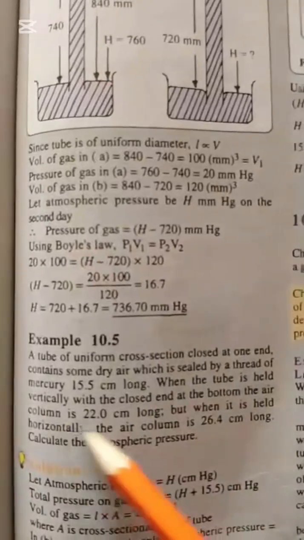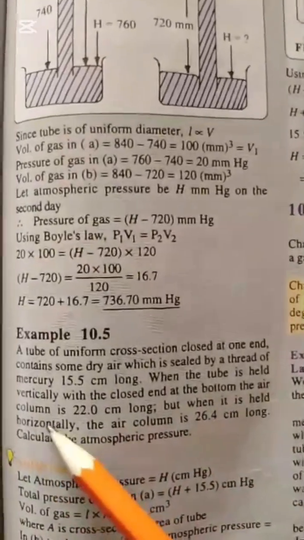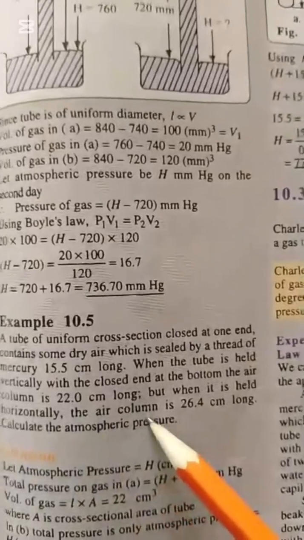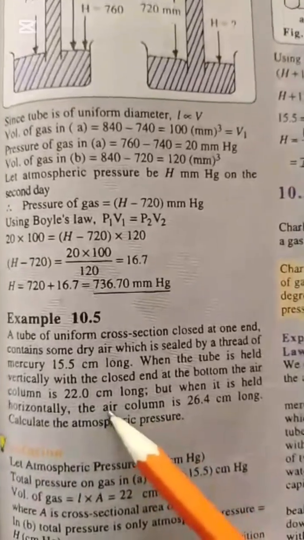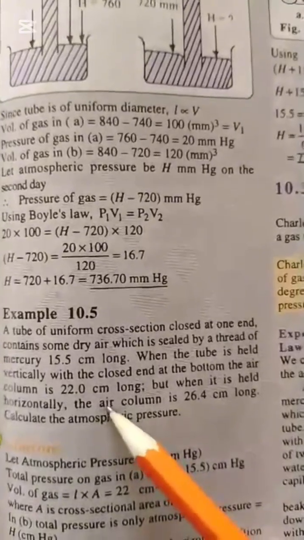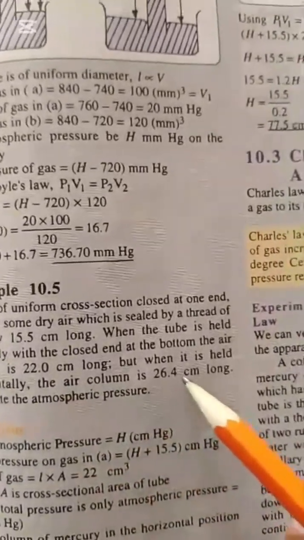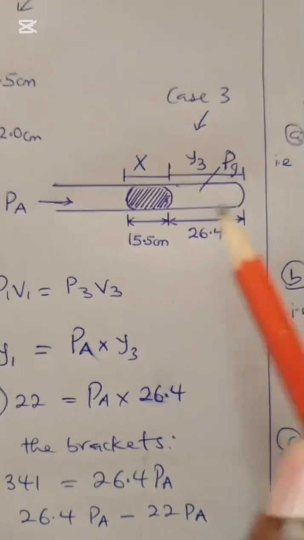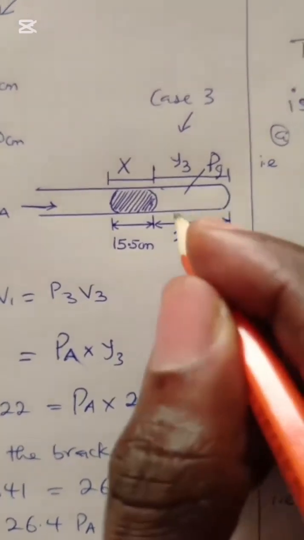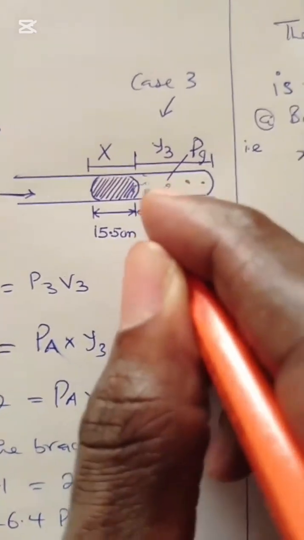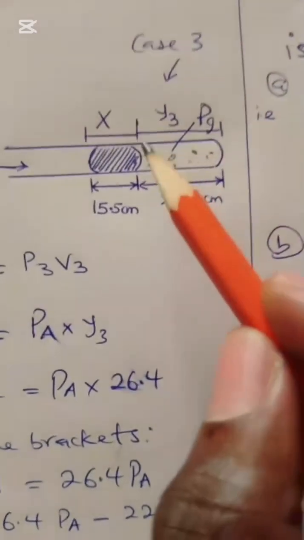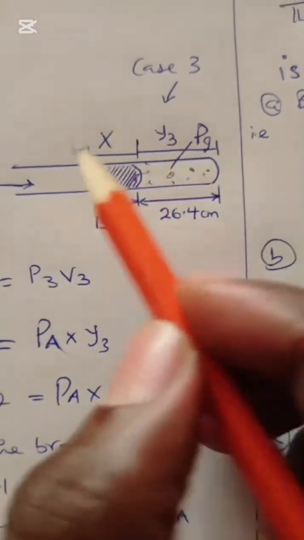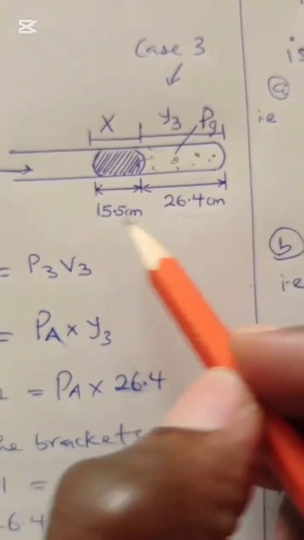But when the tube is held horizontally, the air column, that's the trapped dry air, is now 26.4 centimeters long. So I'll show you what that looks like. When the tube is held horizontally, the air is trapped by the mercury column, and the length changes to 26.4 centimeters. Now remember, the length of the mercury column does not change, it remains 15.5 in both cases.